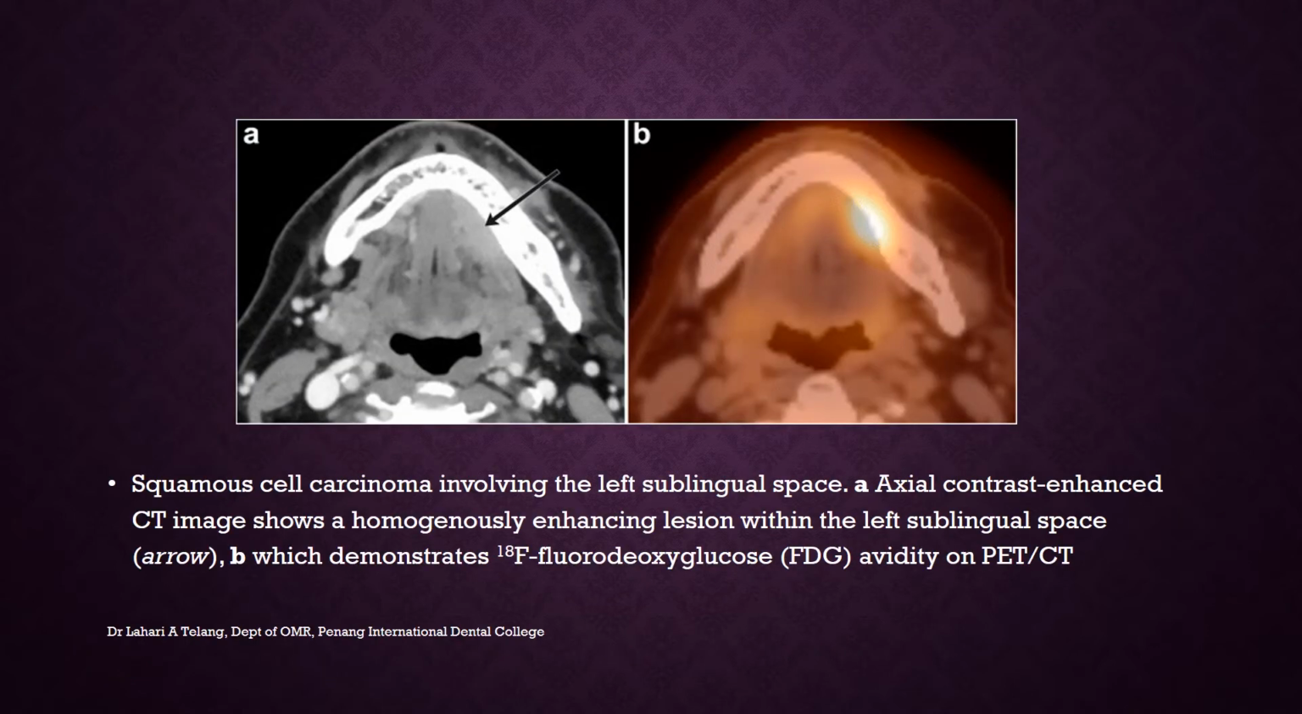CT scan can also be a scout image over which PET scans can be done. This is an example of a squamous cell carcinoma involving the left sublingual space, and an axial contrast enhanced CT image shows homogeneity along with the left sublingual space. And in B, this is an image of a PET CT scan.